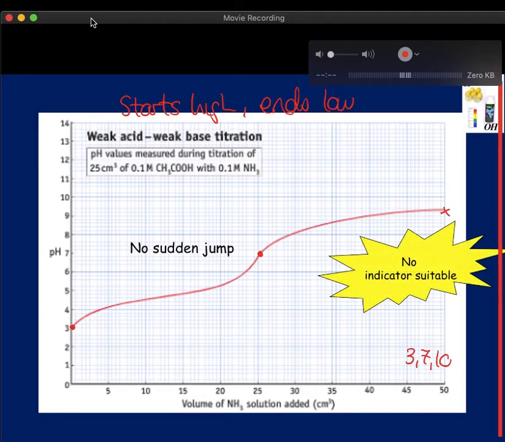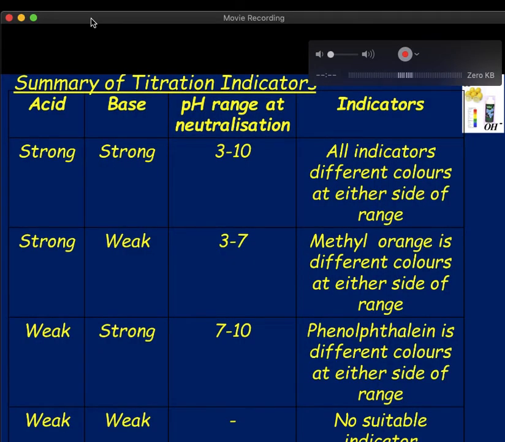So if you had to do a weak acid, weak base titration, you would more than likely use a pH meter to actually record when it hits 7. You'd be doing it drop by drop and recording it for when it hits 7. So this is just the summary that's going to go on page 156.